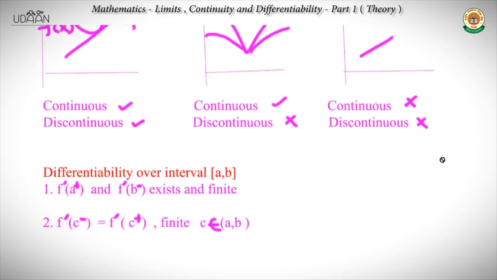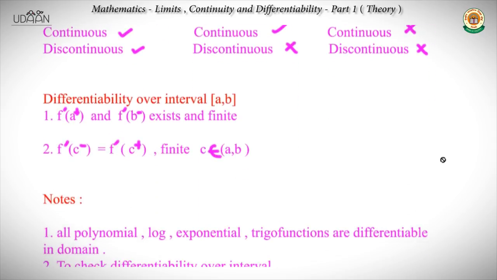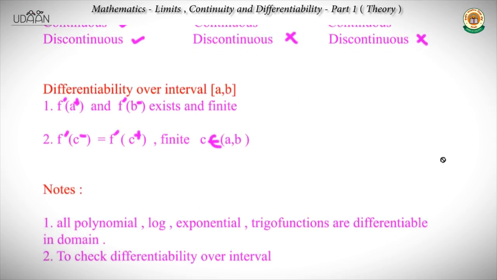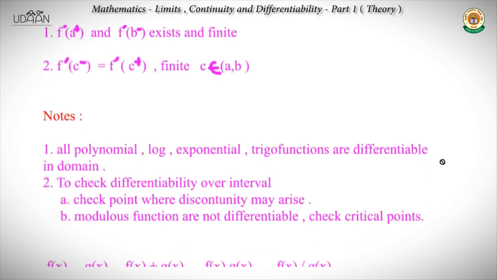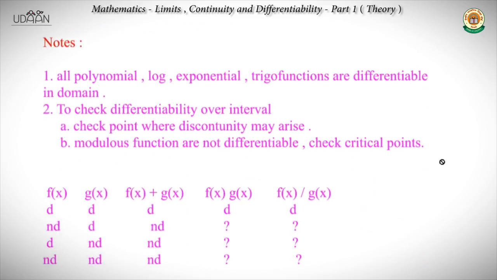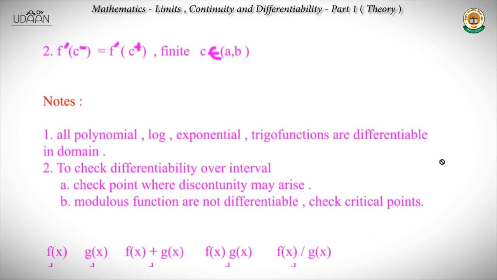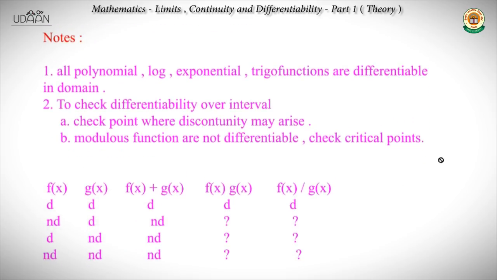Similarly, moving ahead, for the rules of differentiability in the interval (a, b), we must check that f dash a plus and f dash b minus exist and are finite, and f dash c minus equals f dash c plus for c belonging to (a, b). Now here are certain notes given for the differentiability of the function, which you can go through.